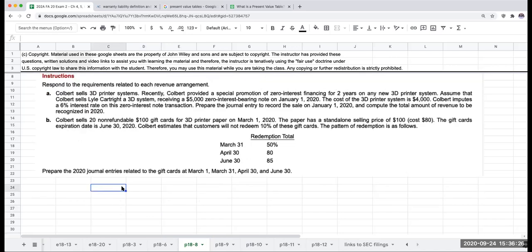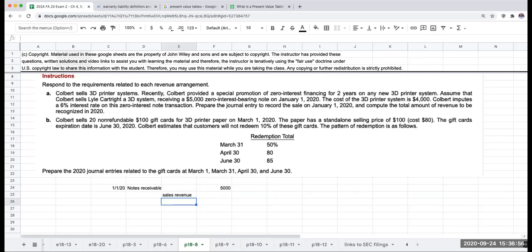So if I'm selling something, I'm getting $5,000 in 2 years. So when I record this on January 1st, 2020, I do not debit accounts receivable, do not credit revenue. Rather, what I'm going to be doing here is debiting notes receivable for $5,000. I know that I'm going to have to credit something for sales revenue.